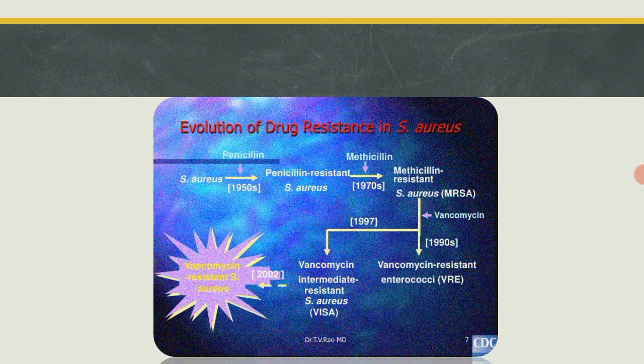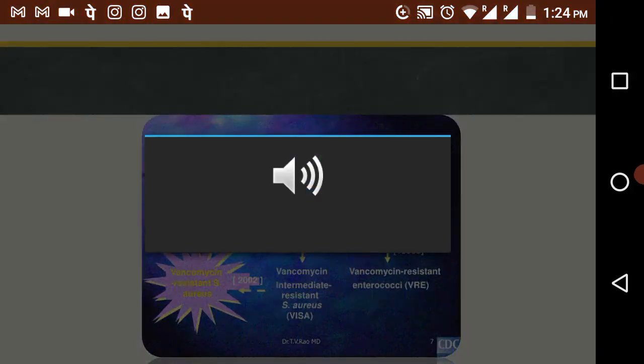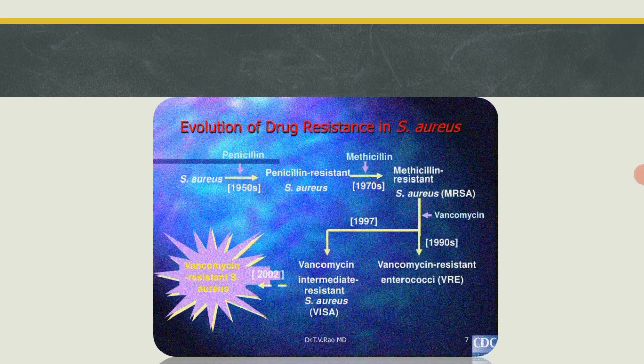Now the original S. aureus was able to be treated with the antibiotic penicillin, and this was in the 1950s. At that time S. aureus was very well treated with the penicillin antibiotic. After that, it developed resistance against this antibiotic called penicillin. So now we have the penicillin resistant S. aureus.